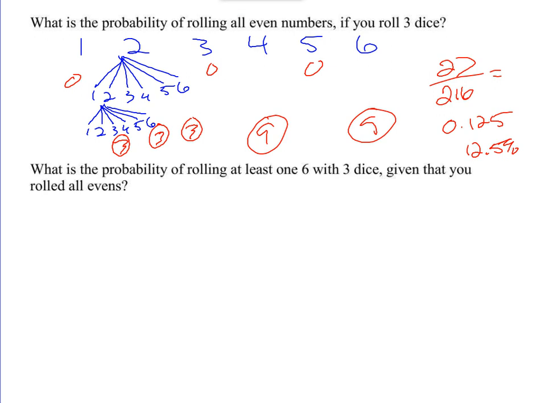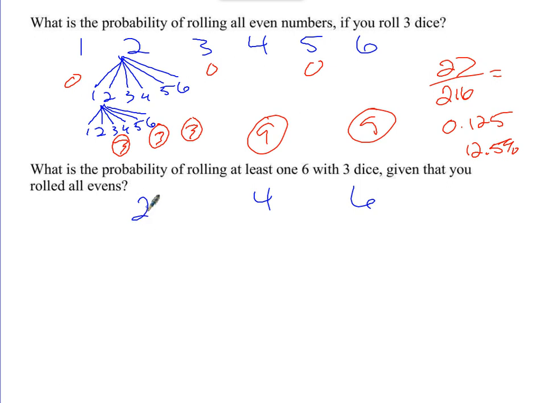The key to this problem is the given that situation. We're given that we rolled all evens. So when I set up this tree, what am I going to do? I'm only going to use evens. So 2, 4, 6. Now I want to roll at least 1 6. Obviously everything over here is a win already. But we got to figure out all of these over here.